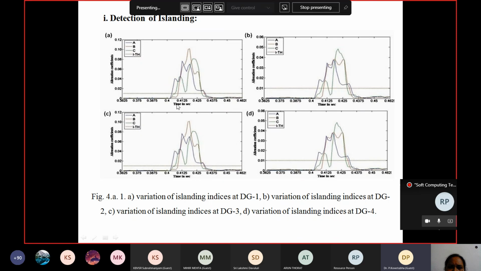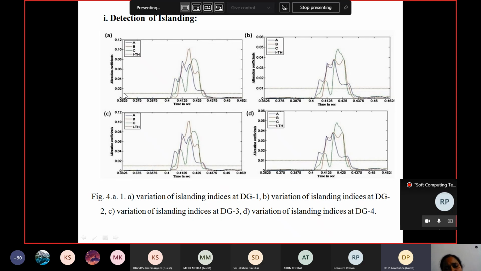All these graphs, from 0.4 onwards, there is a considerable change. That means transients are taking place, and more precisely we can detect the islanding condition. At this time period, the 20th cycle, I have simulated the islanding condition. From 0.4 onwards, a considerable change is there. This is at DG1, this is at DG2, 3 and 4.